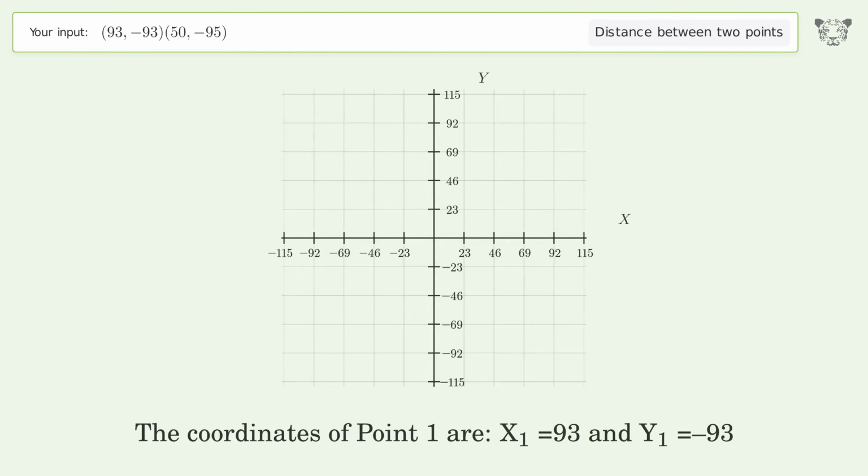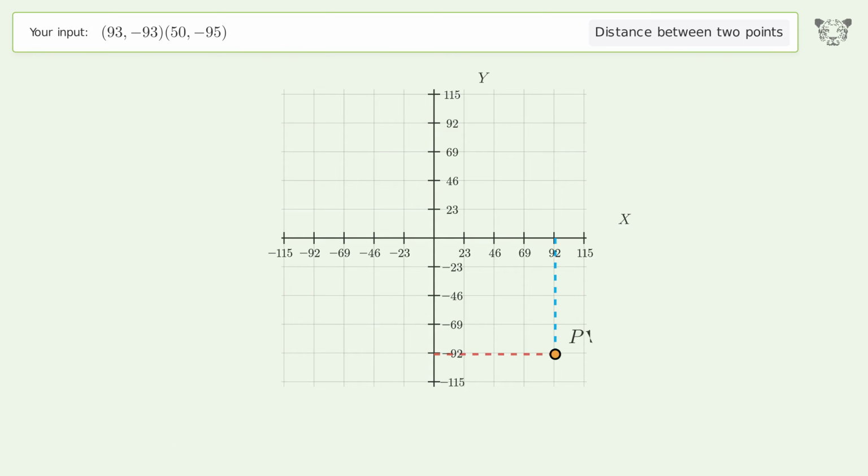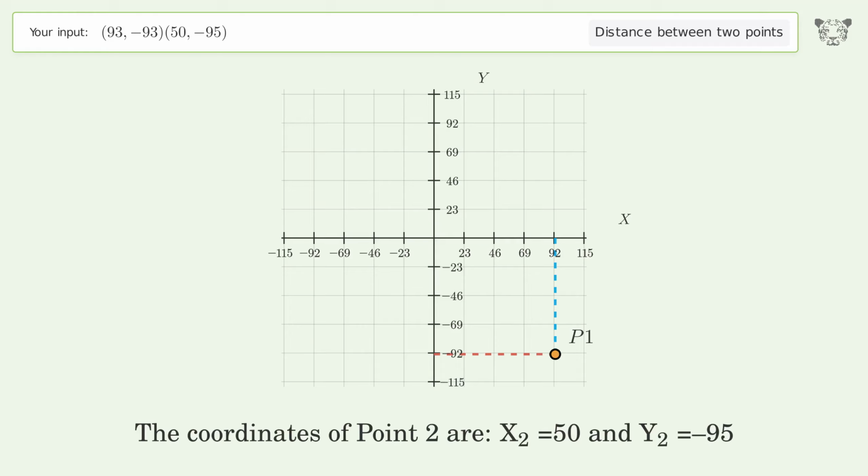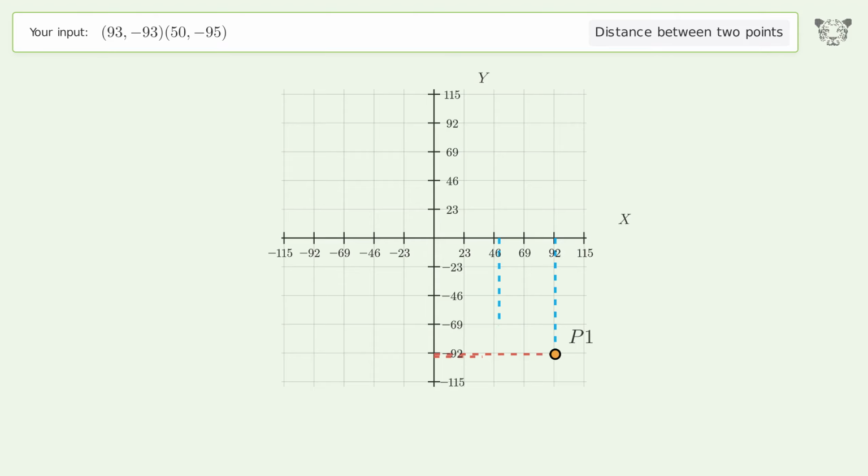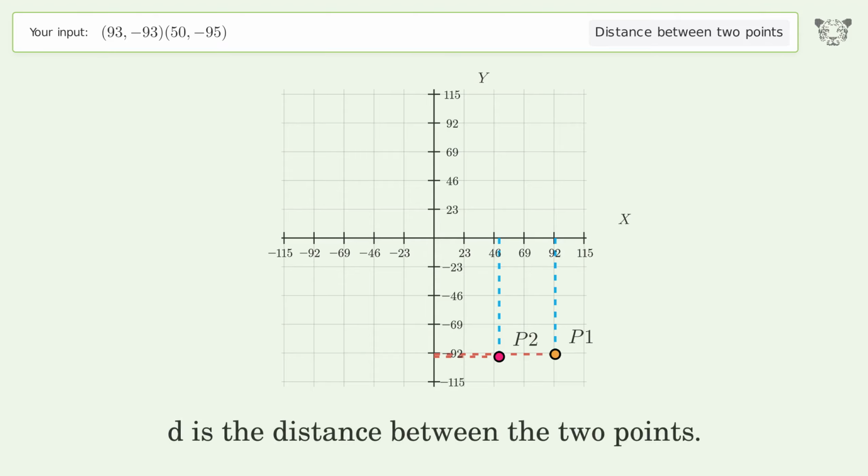The coordinates of point 1 are x1 equals 93 and y1 equals negative 93. The coordinates of point 2 are x2 equals 50 and y2 equals negative 95. D is the distance between the 2 points.